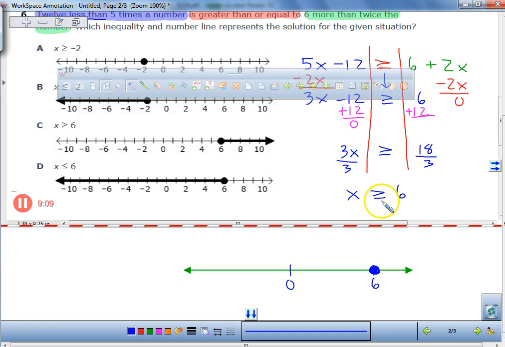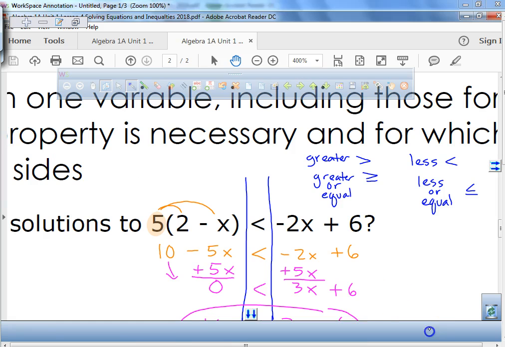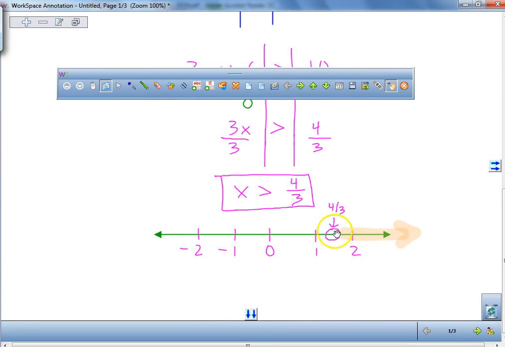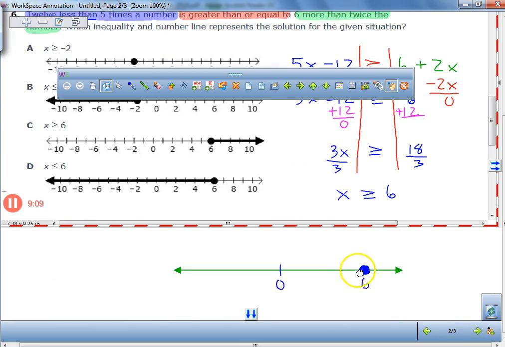Anytime you have an equal to sign, the dot will be filled in, because that means including the number. What was the last one? Was it equal to? It was not equal to. It was just greater than. So that dot was not filled in. It does not include the number. This one, that number is included.